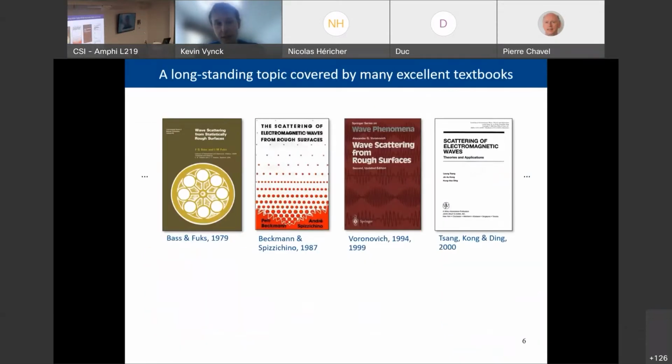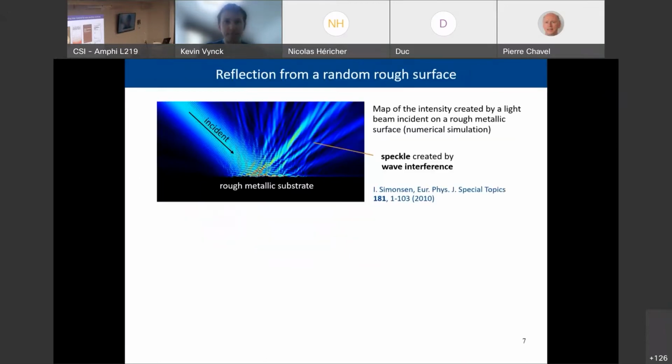So as I was saying, this is a very long-standing topic. I will not enter into theoretical details on the topic in this presentation because I don't have time. But there are many really excellent textbooks on the subject that I warmly recommend. So let's start from a practical example.